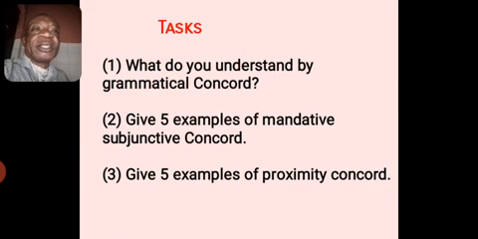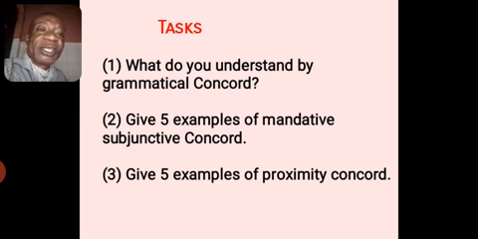Alright, so I'm going to give you 3 tasks to practice at home. Number 1, what do you understand by grammatical concord? I want you to give me more definitions of what you think grammatical concord is all about. You can go on to give us examples too. Number 2, give 5 examples of mandative subjunctive concord. Very interesting. I want to see whether you really understand mandative subjunctive concord.